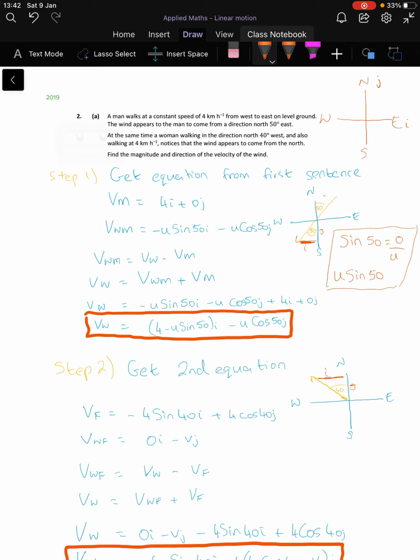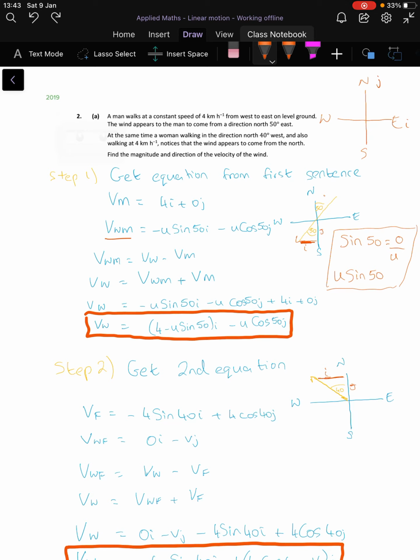And it's always going to be, if I have this angle here, I'm always going to use sine because that's opposite and cos because the other one is adjacent. And that's where I'm getting this from here. I then use this rule here, that the velocity of the wind relative to the man is the velocity of the wind minus the velocity of the man. I have these 2 parts of it here.